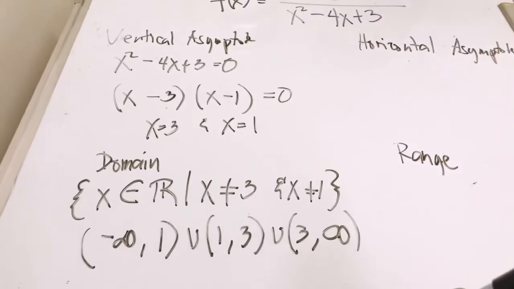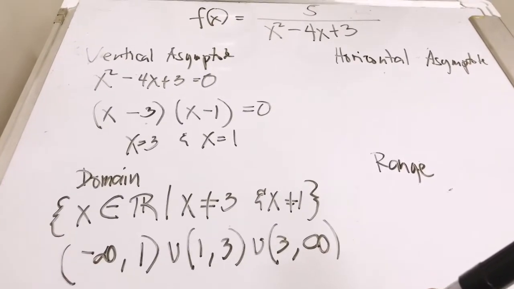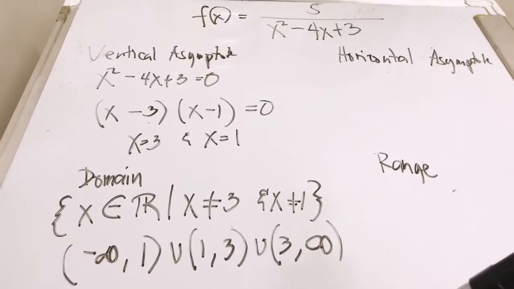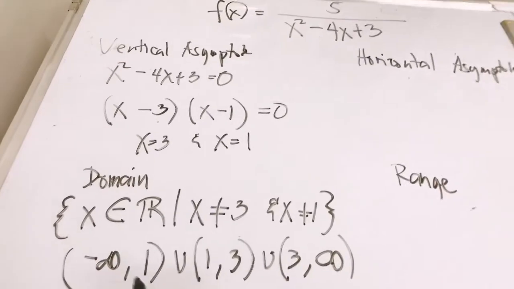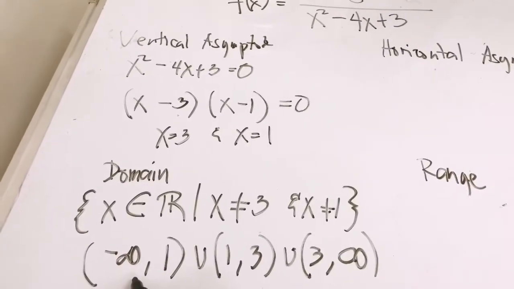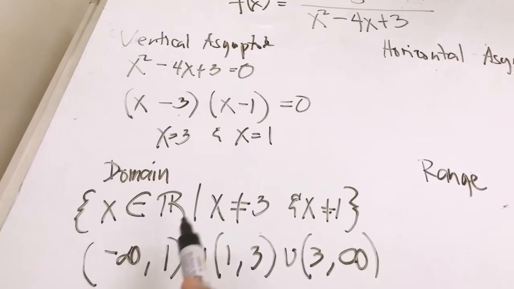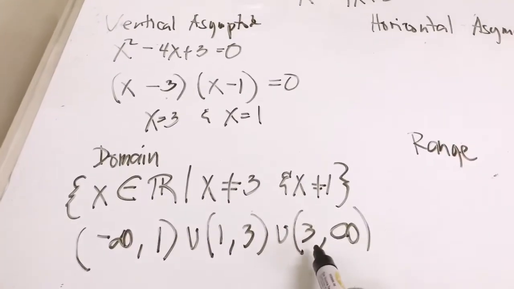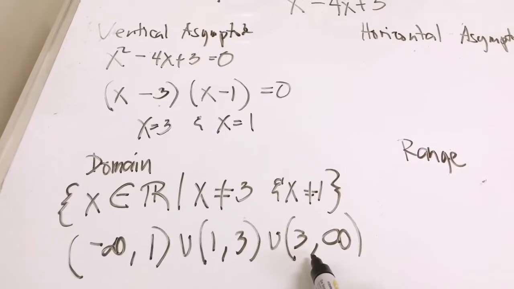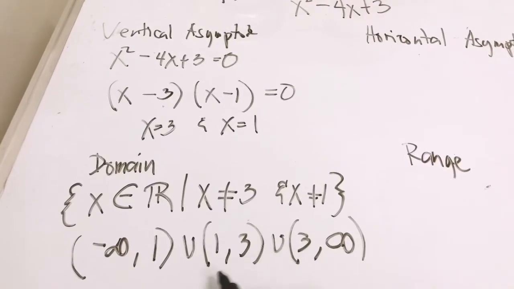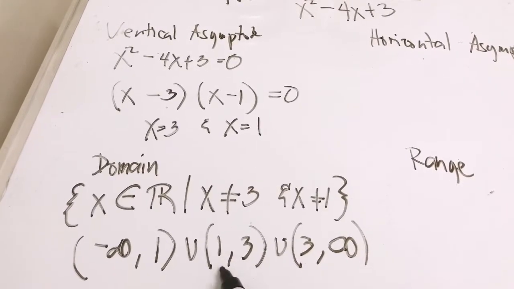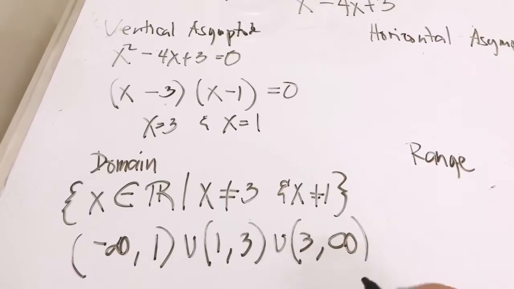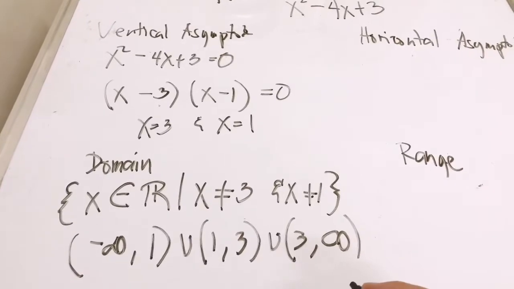Pero, if nahihirapan kayo kung ano yung dapat mauna, ganito yung ating tips na gagawin. Kung ano yung pinakamaliit na value, yun ang ating isama sa ating negative infinity. Kung ano yung pinakamalaking value, isama natin siya sa ating positive infinity. Ang in-between naman, it is in correct order. Ascending order, we have 1 and 3. Union is constant. Okay?